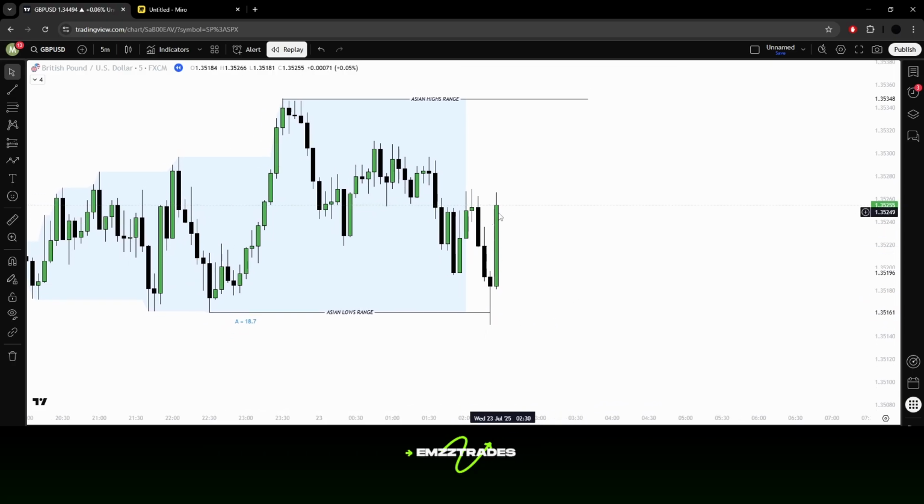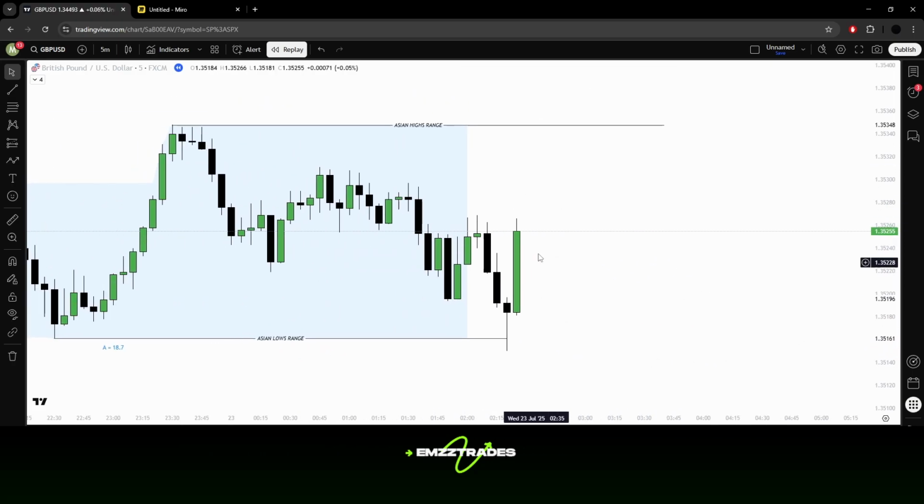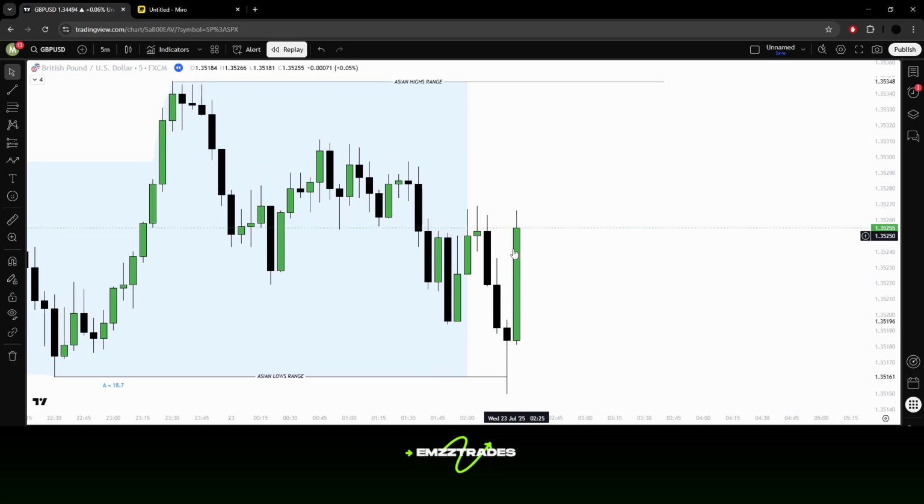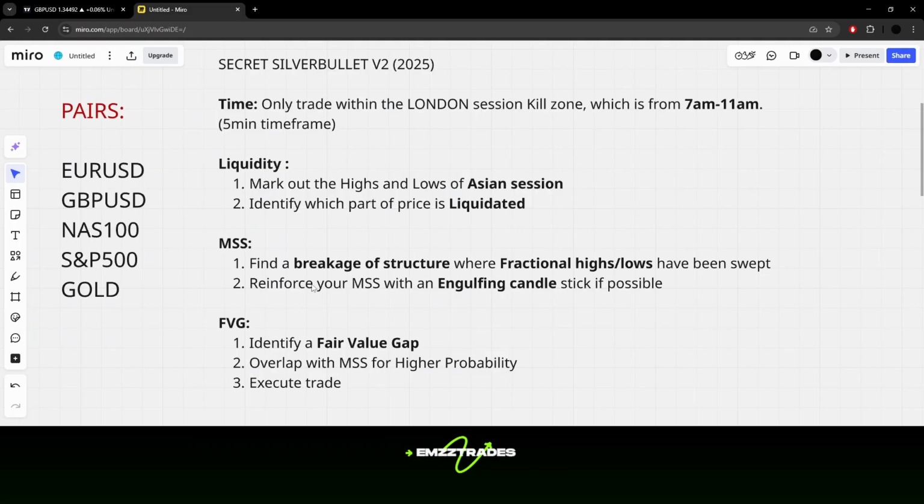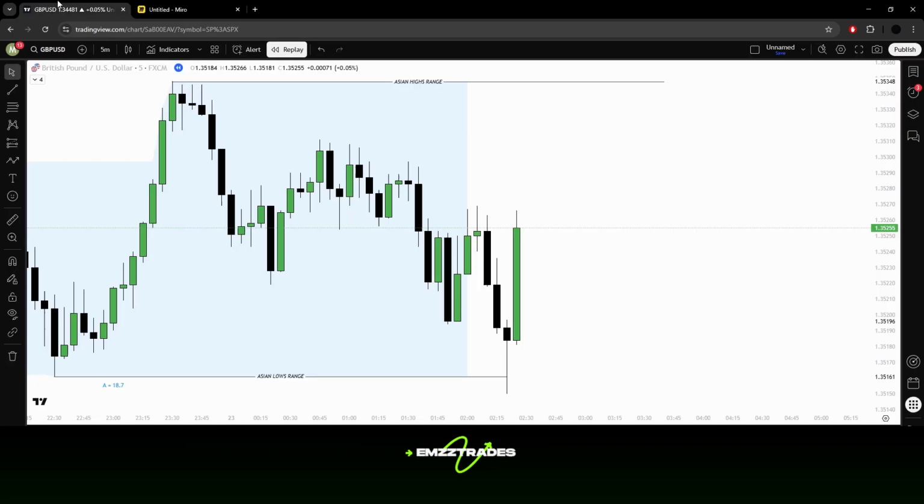Then make sure you pay close attention to the candle that we got just after that. As you can see, we got an engulfing candlestick straight away after it. But first we need to find a break of structure, or fractal highs in this instance, because we are trading the highs since the Asian session lows have been swept. We need to find where the break of structure, where fractal highs have been swept, and then we can reinforce our market structure shift with an engulfing candlestick if it's possible.